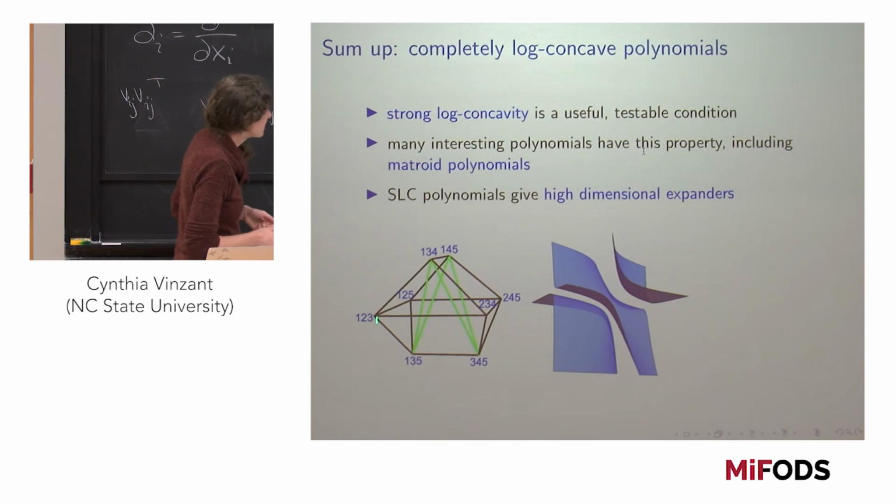This is the corresponding matroid polytope for the spanning trees of this graph, and the 0 set of the corresponding stable polynomial, if you're curious.